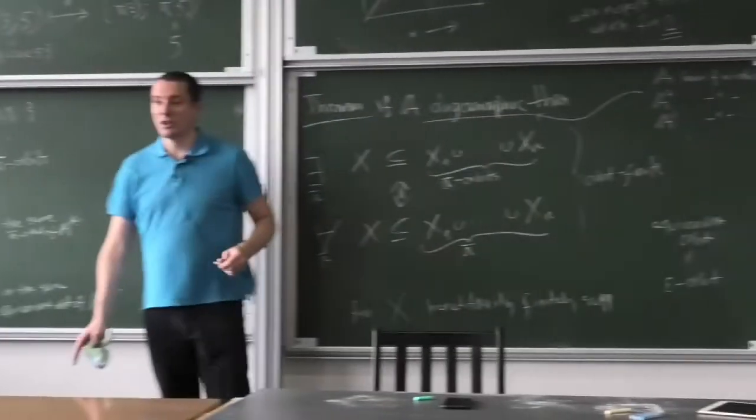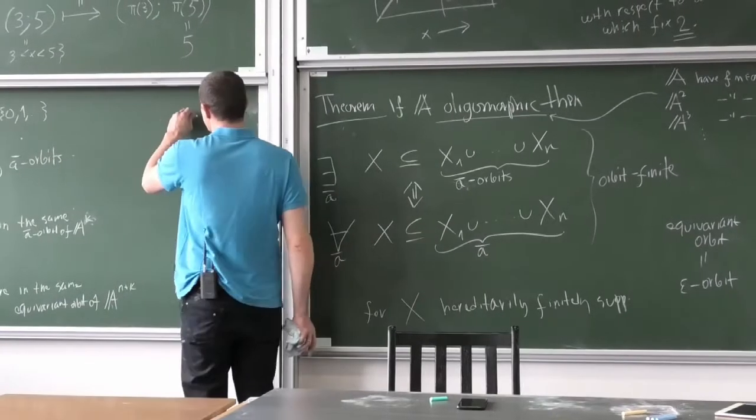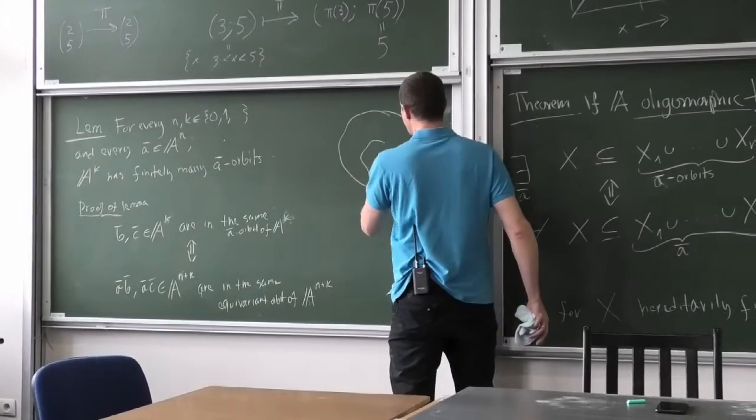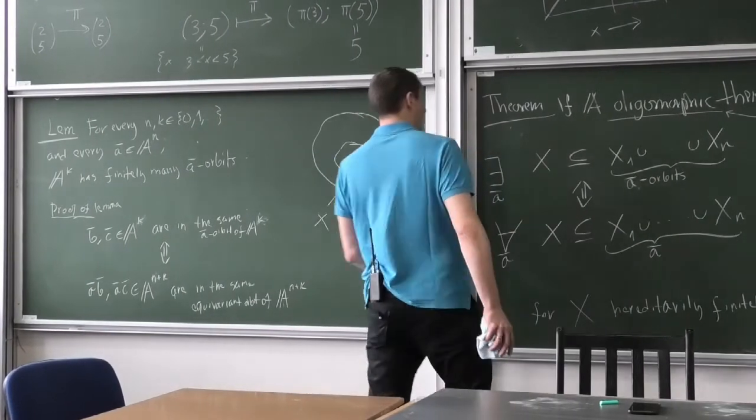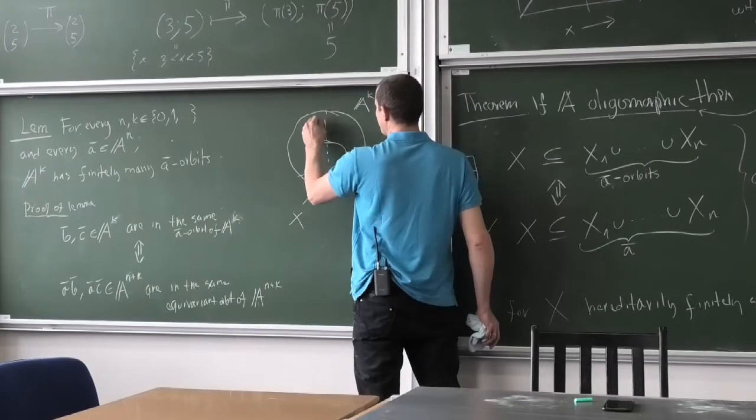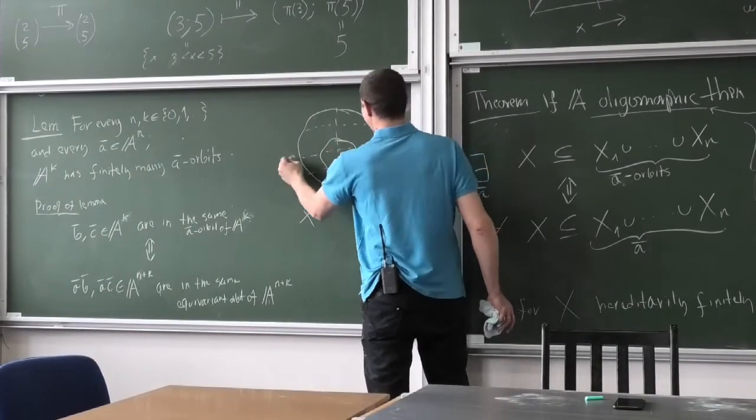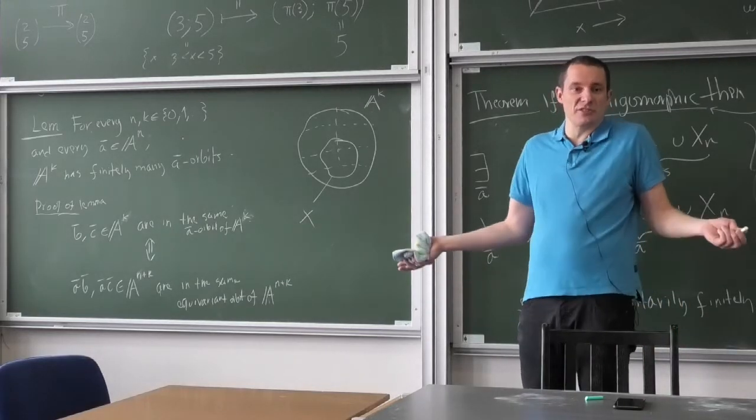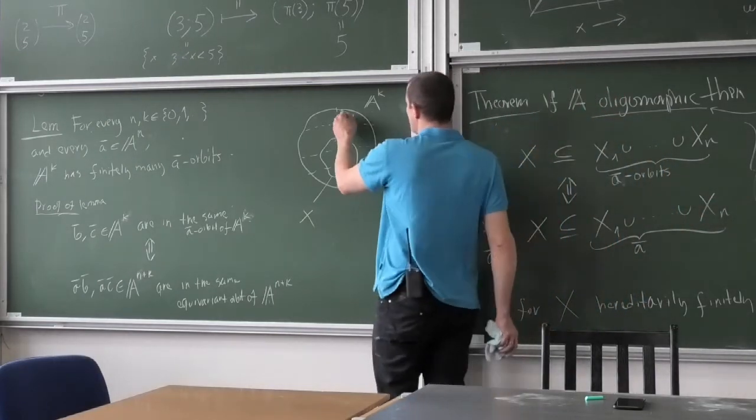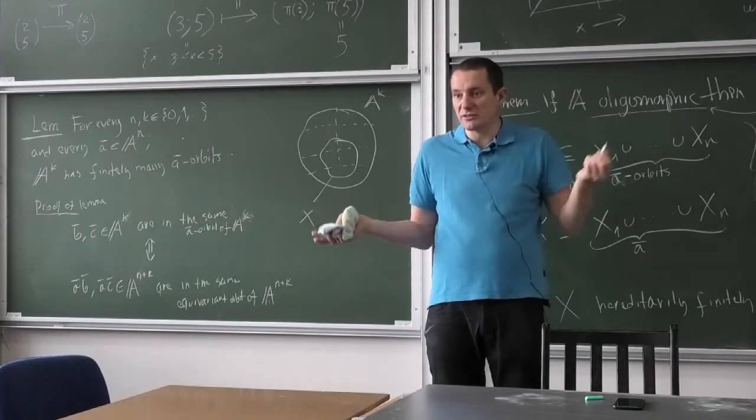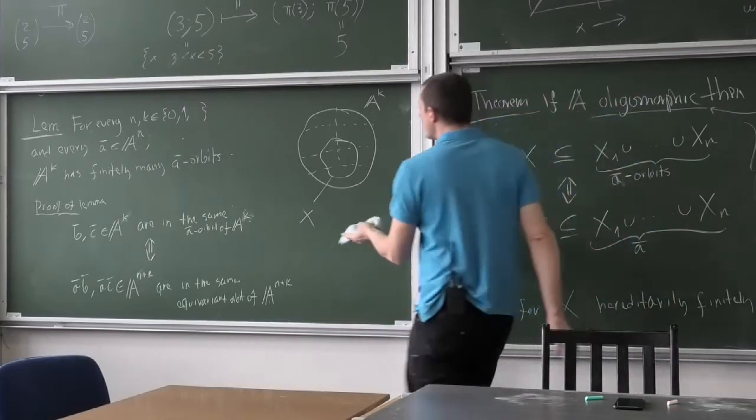Now let me use it to prove this. So imagine X is a subset of A to the K, and suppose that it has finitely many A-orbits. Well, there's nothing to do, yes? There's just finitely many orbits altogether, so it's contained in finitely many. This picture is meaningless. No matter how many atoms you have, there's going to be finitely many little boxes anyway, so you can only be contained in finitely many.